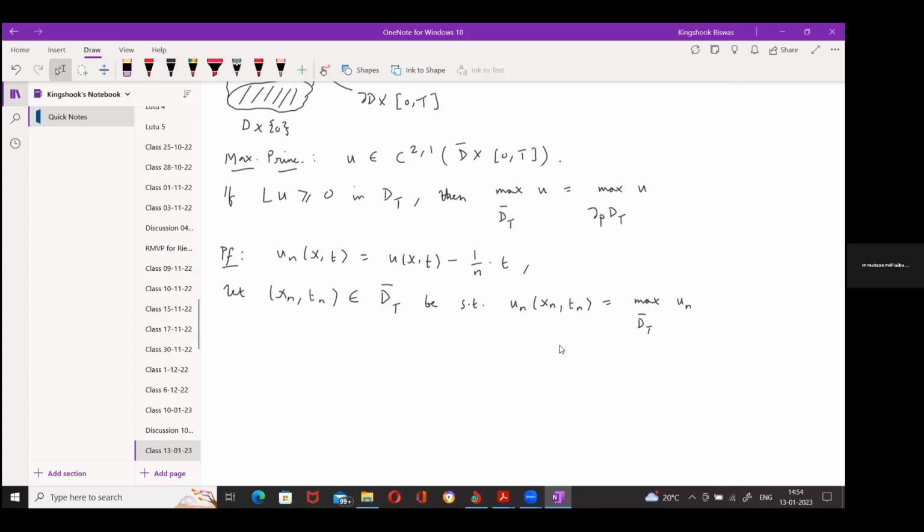All right. So now notice this is a maximum as a function of both the variables. Well, let's see what that means. So the claim is that if xn belongs to the interior of the domain D, then Tn has to be 0.